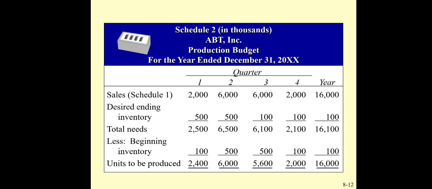The total needs during the year is 16.1 million, less beginning inventory 100,000. Where is this 100,000 coming from? It comes from the beginning inventory of quarter 1, because that is the beginning inventory for the year. So the total units to be produced during the year is equal to 16 million units. This is the production budget. Remember the format and then you can do it.